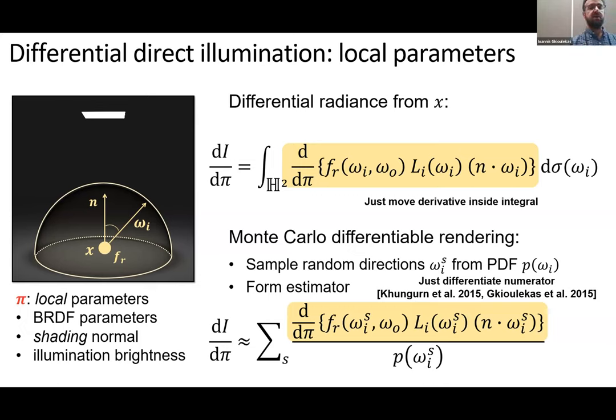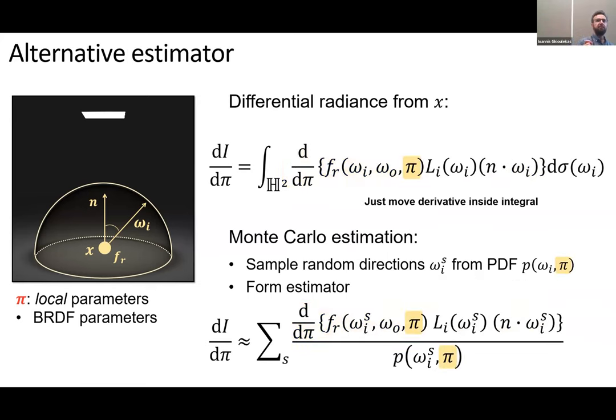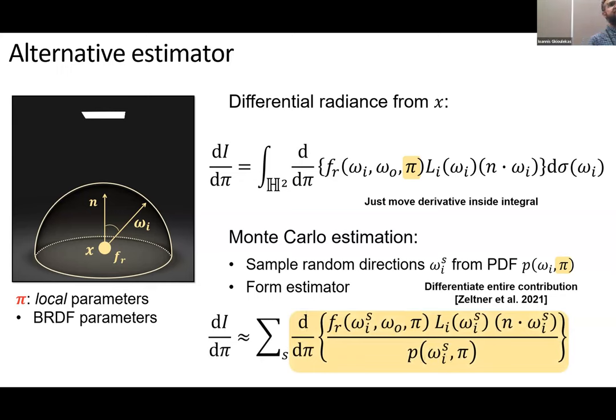There is a trick here, and it has to do with the fact that generally, the PDF I use to sample these omegas, these directions, because I want to make it match the function I'm integrating, will also depend on this unknown parameter pi. So in that case, instead of just differentiating the numerator, I can differentiate the ratio of these two, differentiate both numerator and denominator. This gives me an alternative estimator that has also been studied very well recently by Zeltner and Wenzel Jakob and his group. Which of the two you want to use? Both will give you correct, unbiased results. Which one is more efficient, in the sense of resulting in less noise for the same amount of compute, really depends on the scene. But you can consider a lot of them.